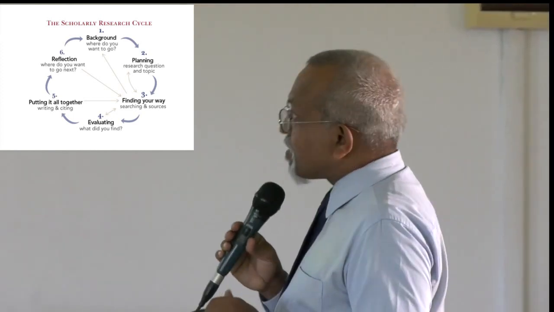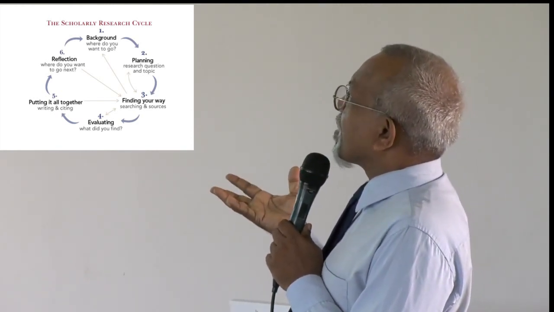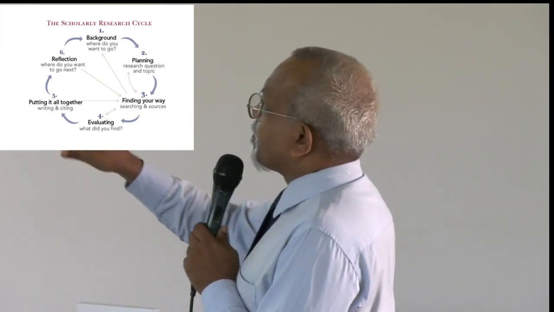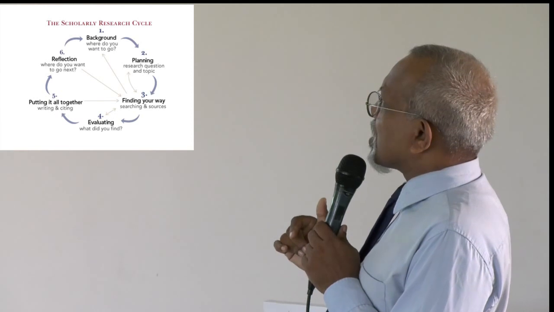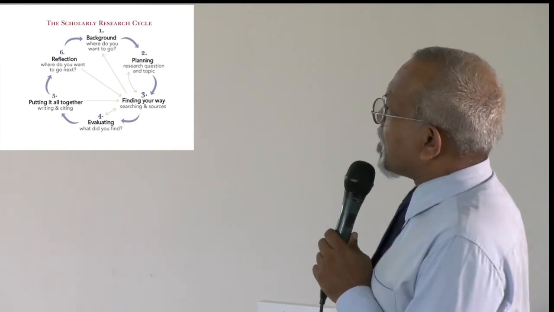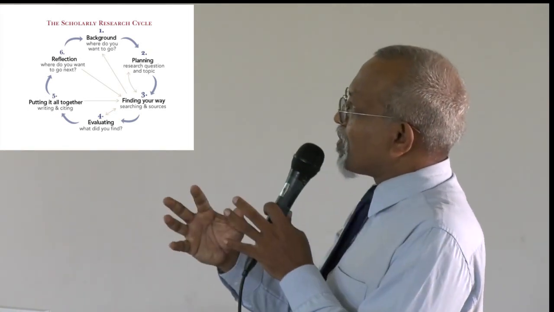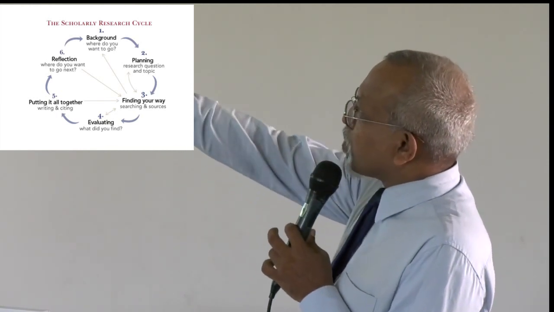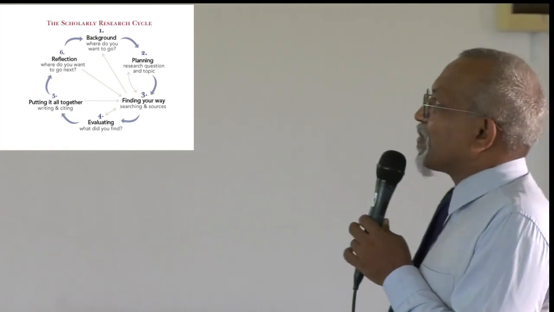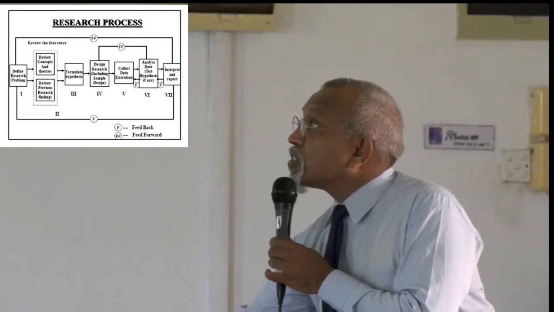So this is a kind of research cycle we can normally follow. The background is, where do you want to go? Then you have to do some kind of planning to have a research question and topic. Then finding your way, searching sources. So you may go back and change your planning according to these things. And you have to evaluate what you found. Then you have to put them all together. So from time to time there are errors. You may go back and come back again to this step. Then reflect, where do you want to go next, what to do next, and so on. Okay, it's just a graphical form of doing research.